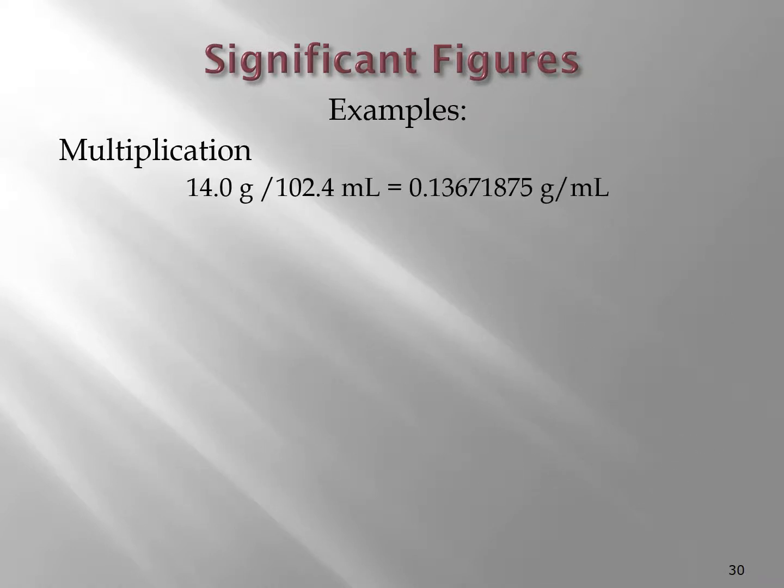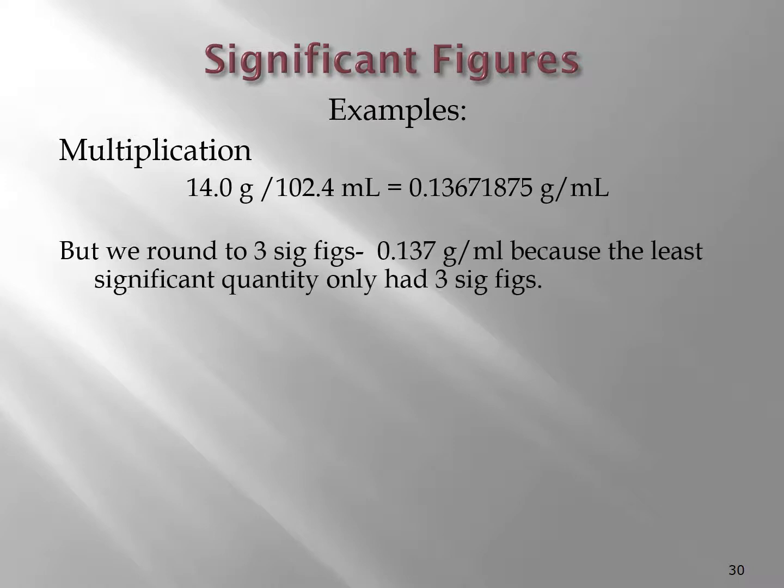So here, you take 14.0 grams divided by 102.4 milliliters, and you plug it into your calculator, and that's what you're going to get. Notice that you've got 3 significant figures in the mass, 4 significant figures in the volume. Your answer should only have 3 significant figures, so you're going to round. The 6 will be your last digit. You look at the next one, which is a 7, so you have to round up, so your answer should be 0.137. The least significant quantity only had 3 significant figures, so you only want to keep 3 significant figures.